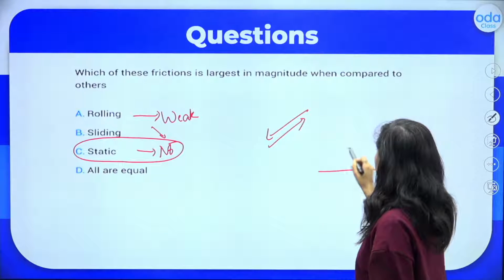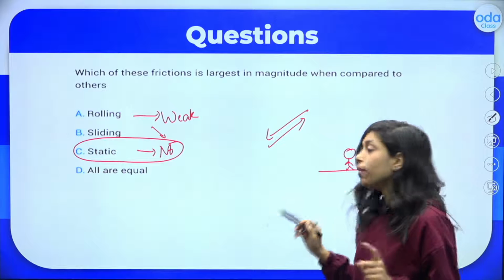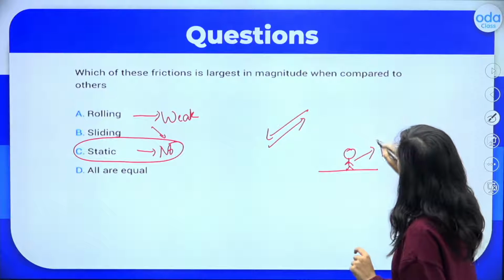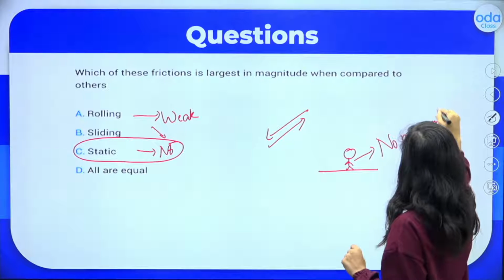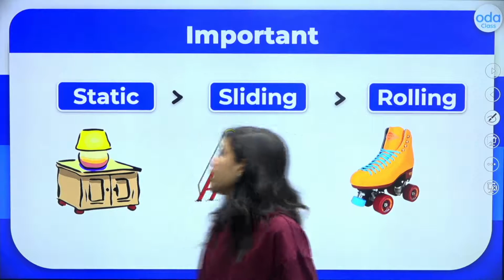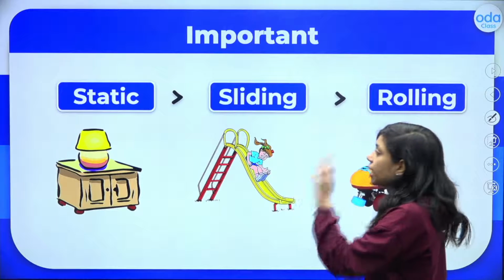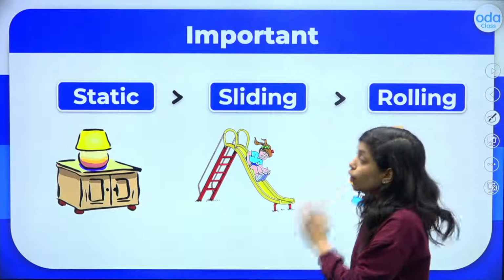But if I am keeping anything on the floor and there is no movement, that means it has the highest magnitude. Okay, no movement means more friction, right? Because friction always opposes the motion. So this is very, very important to remember. Static friction is greater than sliding friction, which is also greater than rolling friction.